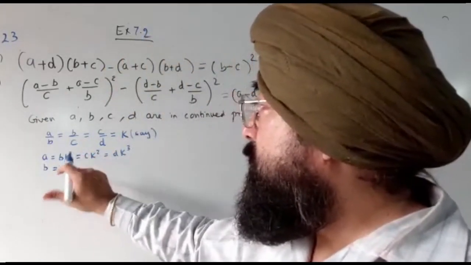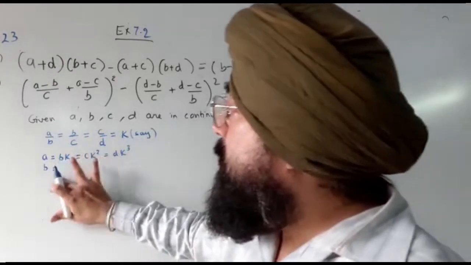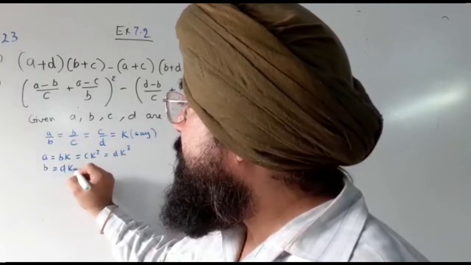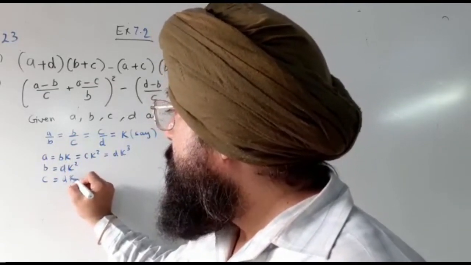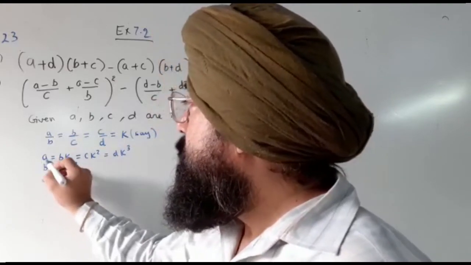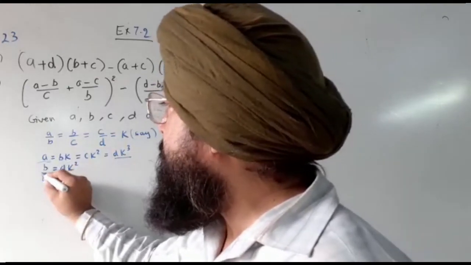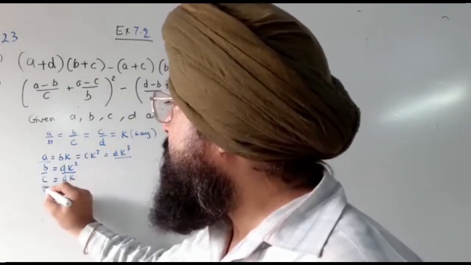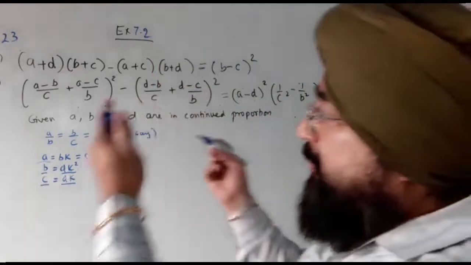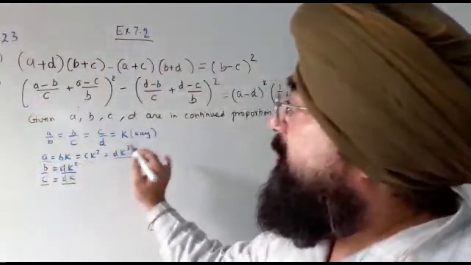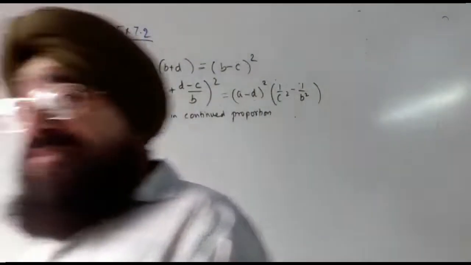See, B is equal to CK, and C is equal to DK, so B is equal to DK square, and likewise C is equal to DK. So I will be using this information to substitute DK cube in place of A, DK square in place of B, and DK in place of C. This is general information which I have derived, and now I am doing the parts for you. So say I am doing the third part first for you.